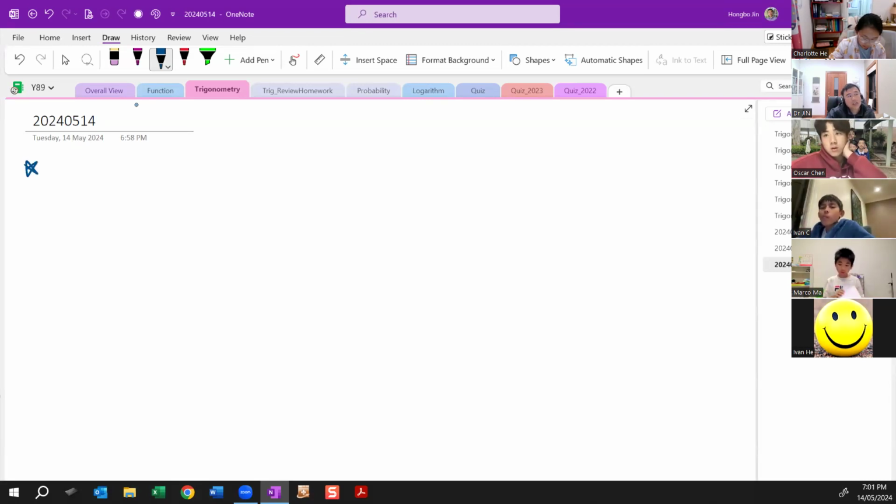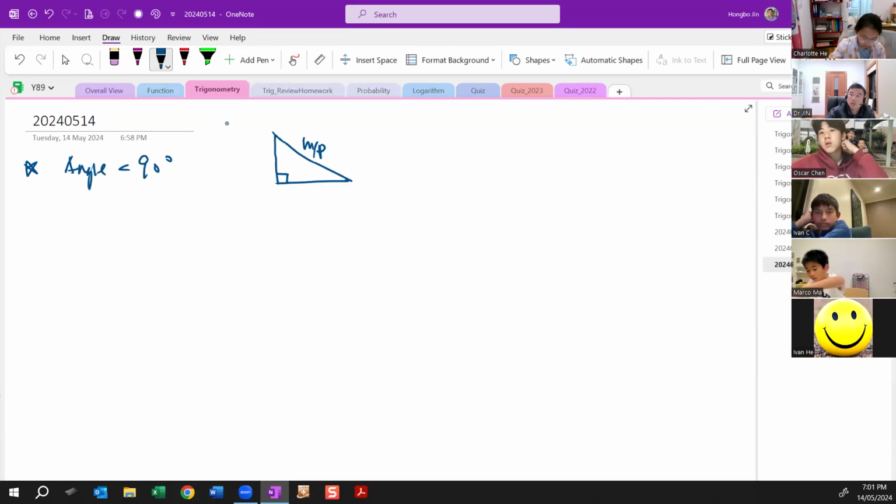So what we have learned is angle that less than 90 degree. Pretty much everything related to that. Because of angle less than 90 degree, you can always use the right angle triangle to model. So everything is going to be in the context of hypotenuse, opposite or adjacent, right?